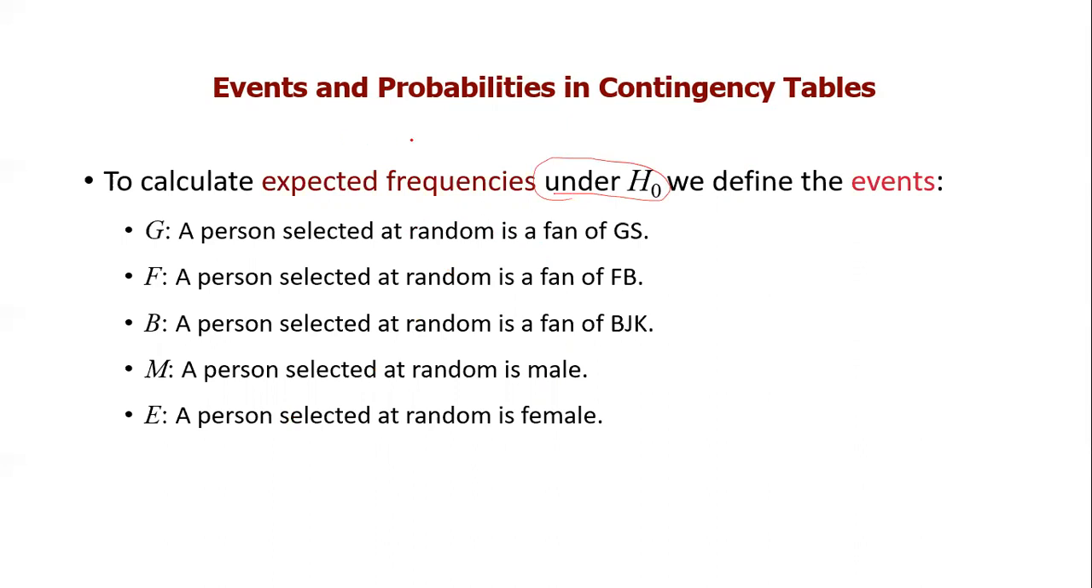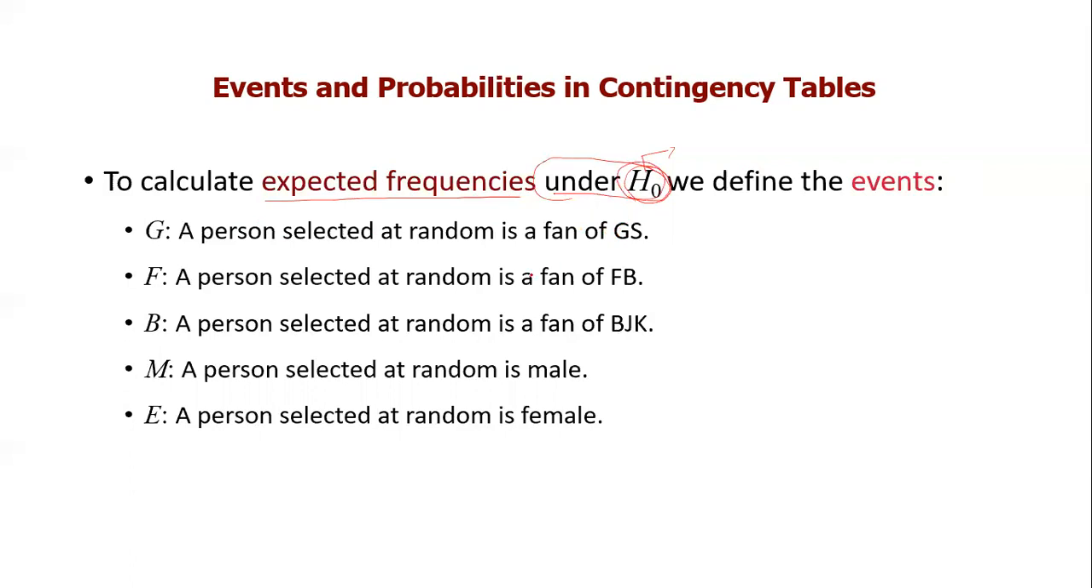Since the beginning of our lecture, when we test a hypothesis, we just assume H0 is true. By assuming H0 is true, we can find the probability distribution of the test statistic and so on. So to make a test, we first assume H0 is true, and we calculate the expected frequencies under the assumption that H0 is true.